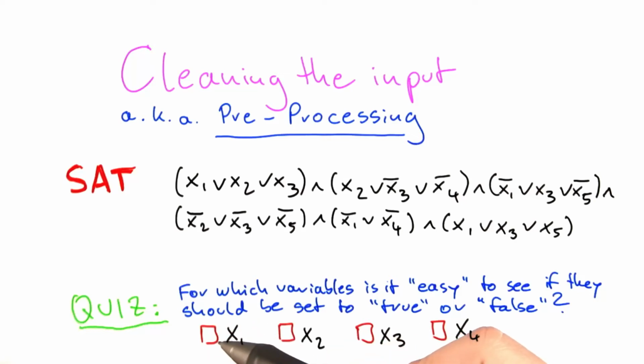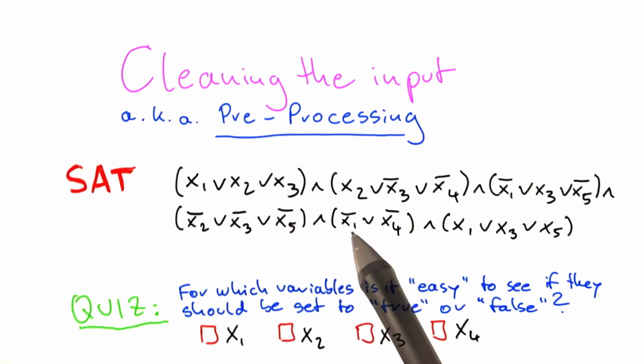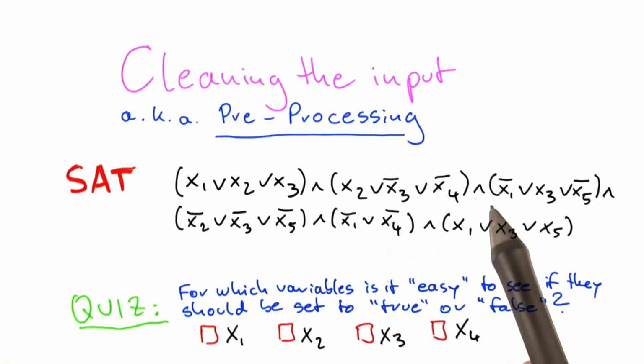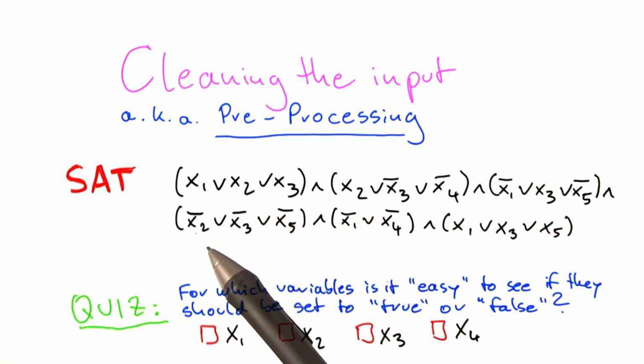So let's have a look. What about x1? So here we have x1, not x1, not x1, and x1. I have no idea what to do with that, so it's probably not easy. What about x2? So here we have x2, x2, not x2.